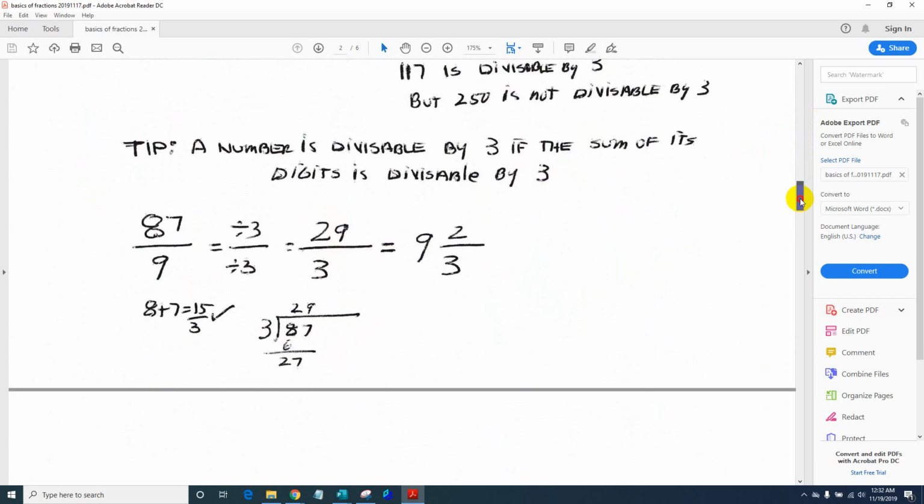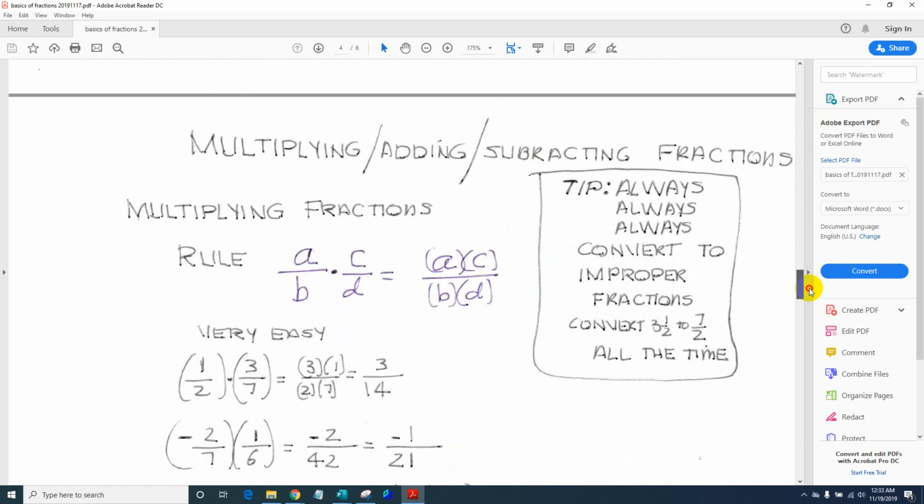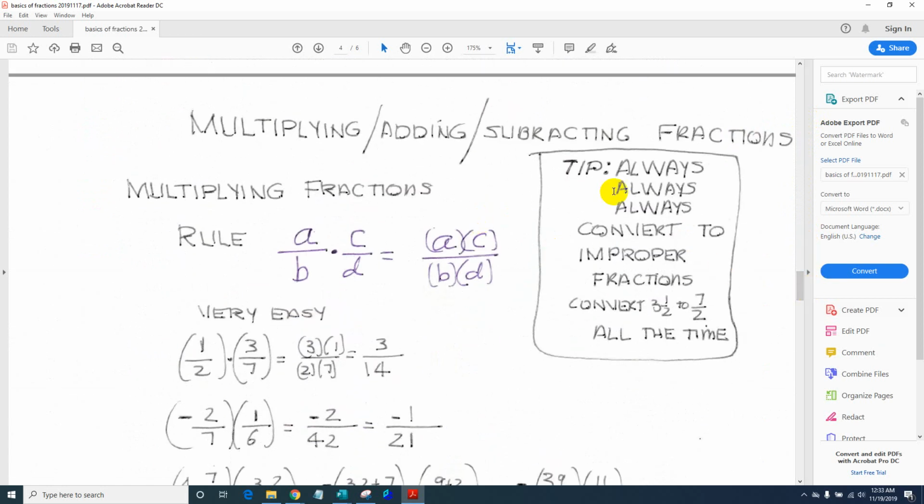Okay, now the three most important things you have to know about fractions: how to add, multiply, and subtract. Okay, multiplying fractions, you multiply the numerators and the denominators. And that is how you multiply fractions.